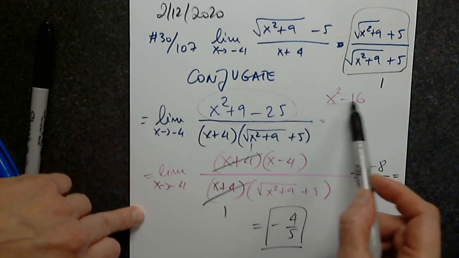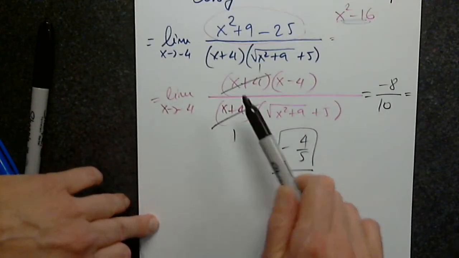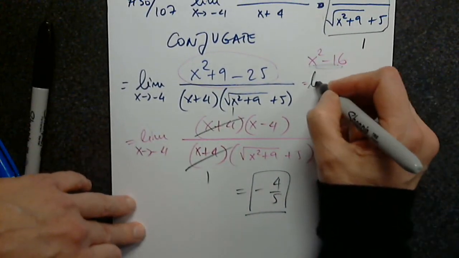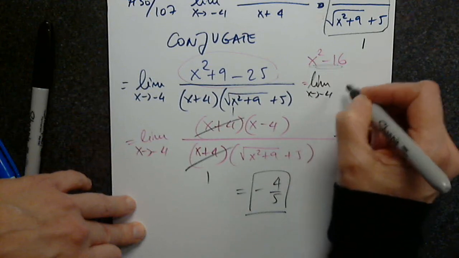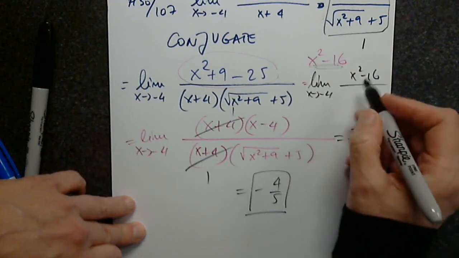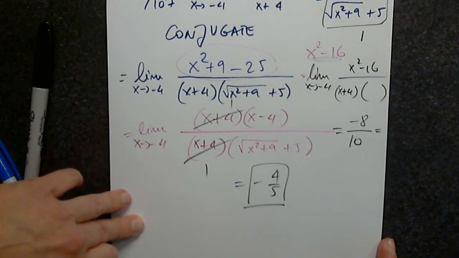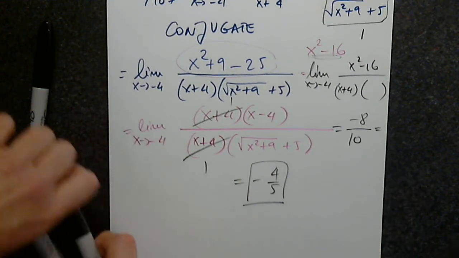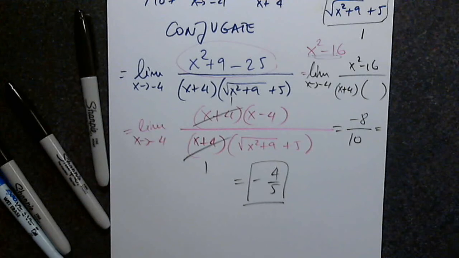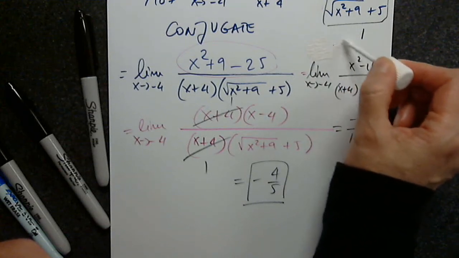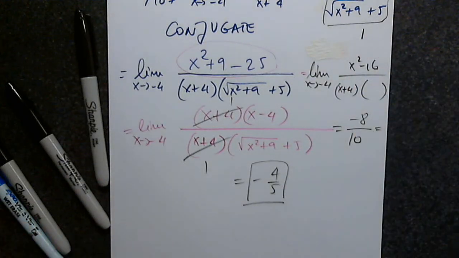Simplified, it changes into x squared minus 16, and I need it factored. I can write the intermediate step here if you'd like: the limit as x approaches negative 4 of x squared minus 16 divided by x plus 4, in parentheses, instead of writing it on the side. I don't want to confuse you in any way, shape, or form. So we rationalize, we simplify, just so we can get back to the point of plugging that back in, because I removed the 0 over 0.